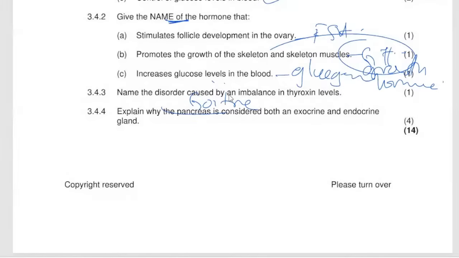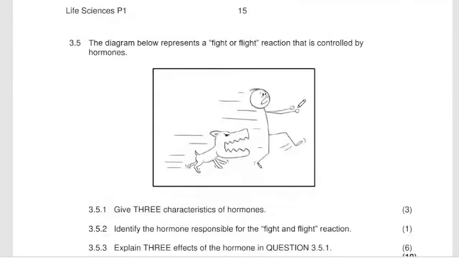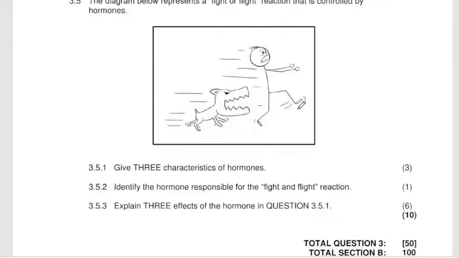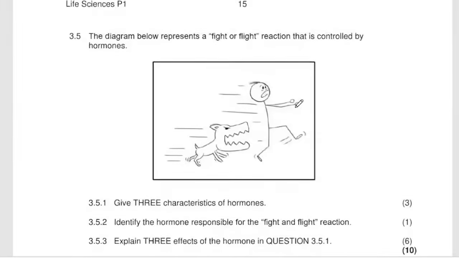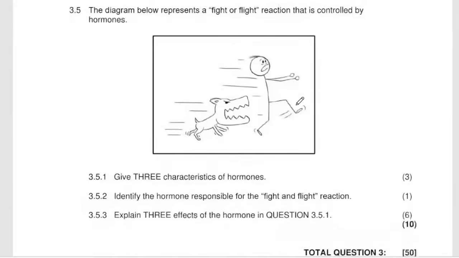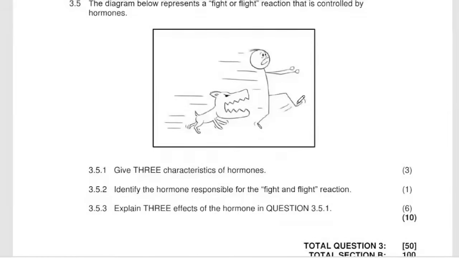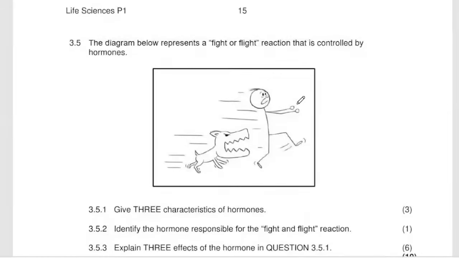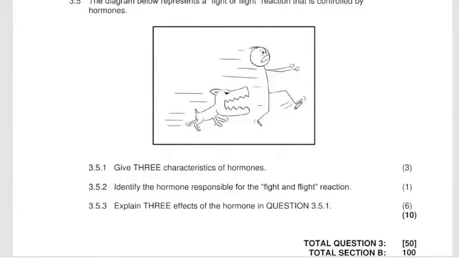Yes. Then the last question is about the fight or flight. If not this question, they brought this question last time. So at least make sure that you know it. They're saying that the diagram below represents the fight or flight reaction controlled by the hormone. Give three characteristics of the hormone. First of all, they're looking for the general characteristics of hormones. They are chemical messengers. They are protein in nature. They are required in small amounts.